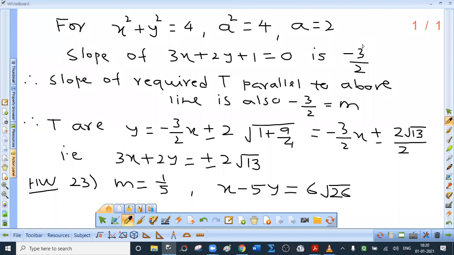23rd. Find the equations. This is actually for homework, but I'll read the sum. Find the equations of the tangents to the circle x square plus y square equal to 36, which are perpendicular to the line 5x plus y equal to 2. Same logic, a equal to 6. Slope of the given line is minus 5, right? Required tangent is perpendicular to it. So its slope is 1 by 5. So a equal to 6, m equal to 1 by 5. You should get this answer.